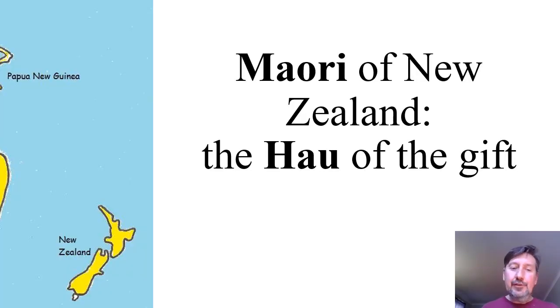The Maori of New Zealand, there you can see New Zealand on the map, that's Australia off to the left of it there. The Maori of New Zealand had a name for this force. They called it the hau, H-A-U, of the gift. The hau for the Maori is a spiritual or perhaps a psychological force that compels a person to repay a gift. And this force can cause a person harm if the gift is not reciprocated in the future.